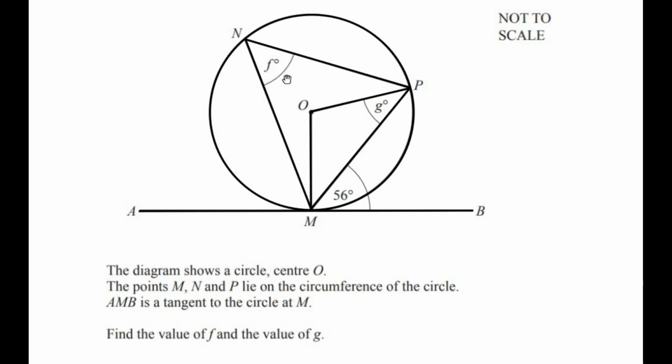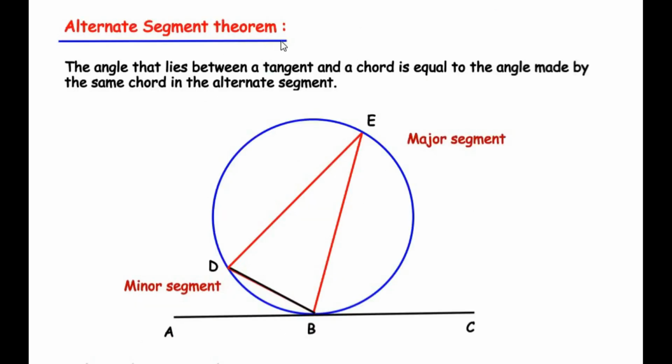For that we are going to make use of a circle theorem, which is the alternate segment theorem. It states that the angle that lies between a tangent and a chord is equal to the angle made by the same chord in the alternate segment. Now here you can see that a circle is drawn and a tangent ABC touches the circle at point B. Now BD is a chord through which an angle is made at the circumference of the circle at point E.